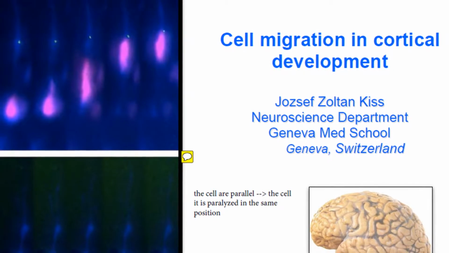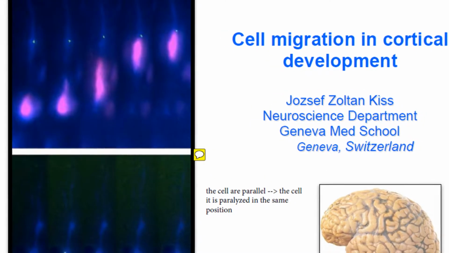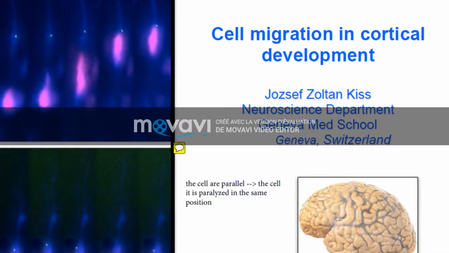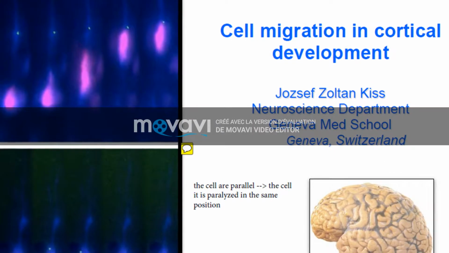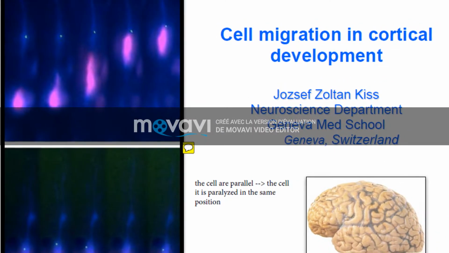So increasing the surface area produces a huge expansion of the number of vertical units, columnar units. That's a quantitative difference compared to the mouse.